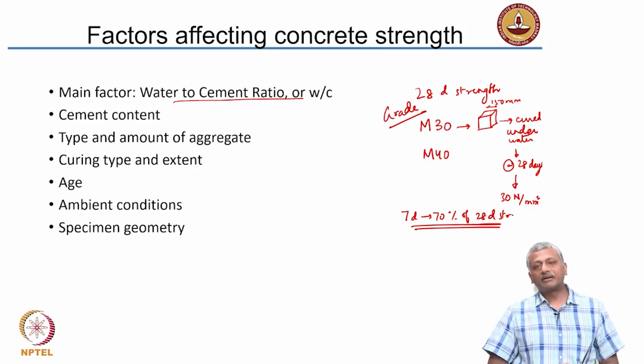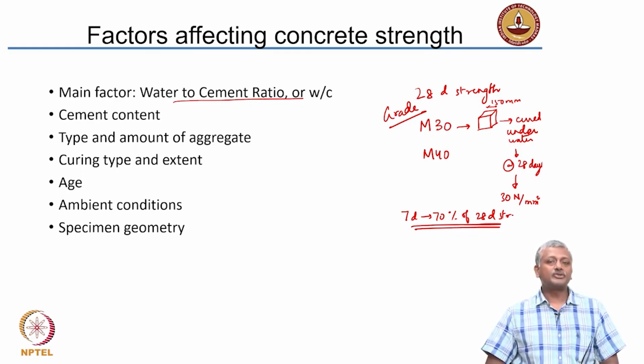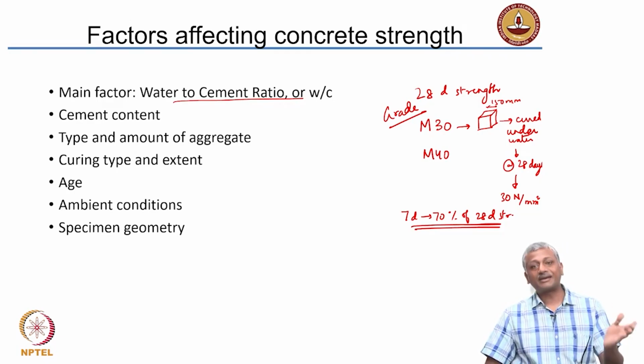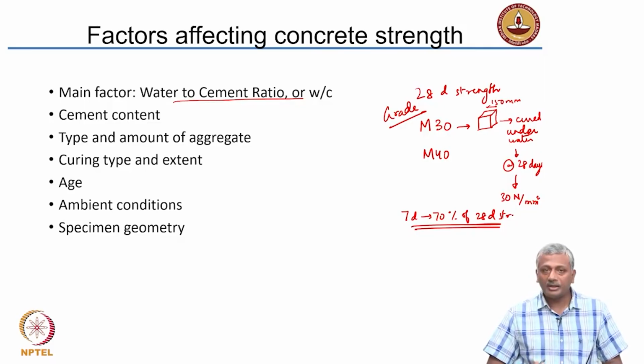The type and amount of aggregate, depending upon the type of aggregate that you use, limestone, granite, andesite, quartzite, and so on and so forth, and how much of this aggregate do you have in your system, that is aggregate to cement ratio, can also determine the strength. The type of curing and the extent of curing. Are you doing water curing? Are you doing curing compound based curing? Are you covering with a wet Hessian cloth, right? And how long are you going to be curing for? 1 day, 3 days, 7 days, 14 days? And that will also determine the ultimate strength that your concrete actually attains.